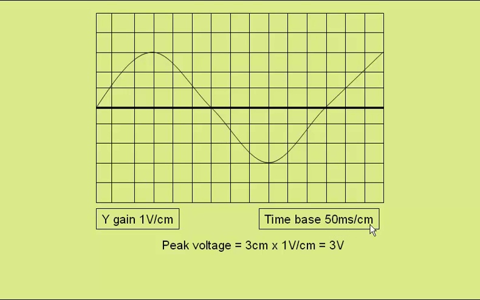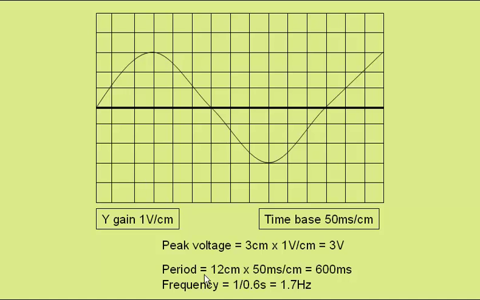Time base at 50 milliseconds per centimeter, and the time period now, we'll have to start from here, is 1, 2, 3, 4, 5, 6, 7, 8, 9, 10, 11, 12 centimeters. So time period is 12 centimeters at 50 milliseconds per centimeter, which is 600 milliseconds. So the frequency, 1 over the time period, or 1 over 0.6 seconds, gives a frequency of 1.7 Hertz.